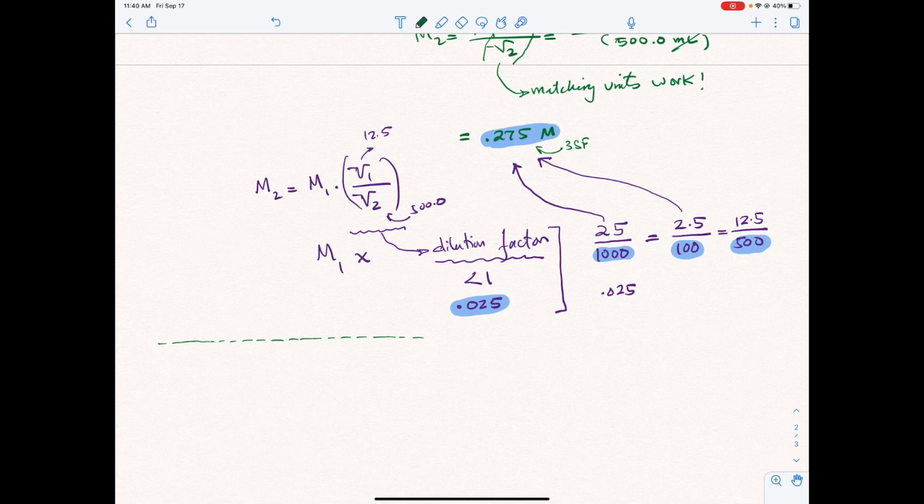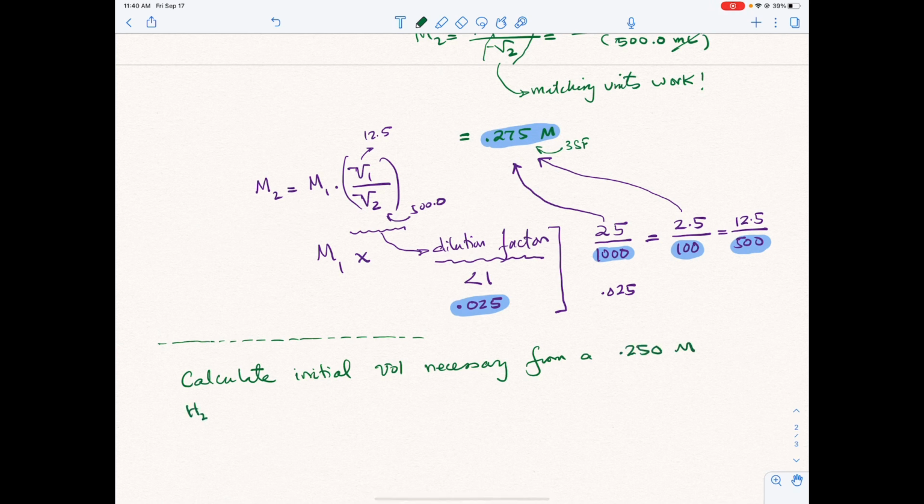Okay. So let's go ahead and now say: calculate the initial volume necessary from a 0.250 molarity H2SO4 solution in order to prepare 350 milliliters of, let's keep it to 3 sig figs, let's say 0.110 molarity H2SO4 solution.